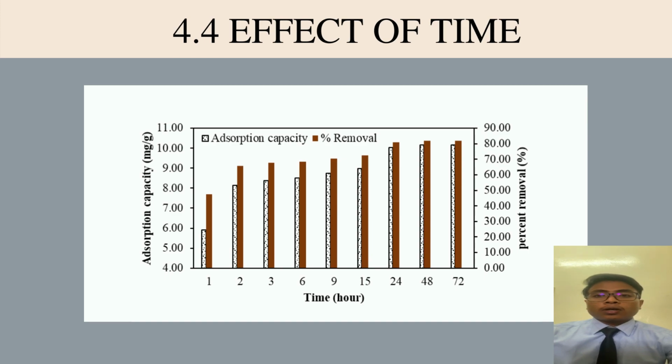Next is the effect of different time. From the bar graph, from 1 hour to 2 hours, the percent removal and adsorption capacity were rapid, from 5.9 to 8.15 mg per gram, and from 47.62% to 65.71% of percent removal. The quick adsorption of carbofuran at the beginning of the contact time is due to the activated carbon's positively charged surface being available for adsorption. And then from 24 to 72 hours, the bar graph starts to reach equilibrium. This is due to the activated carbon eventually reaching a nearly constant value over prolonged contact time.